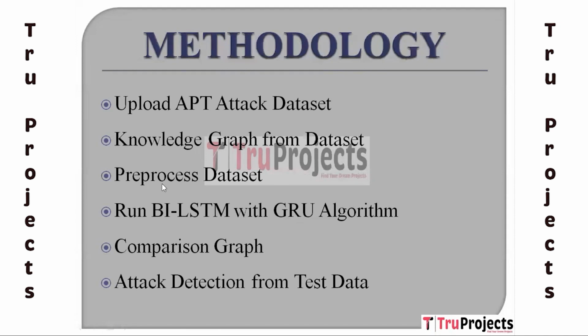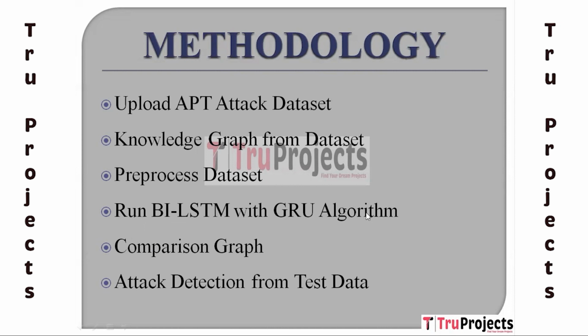The third module is Preprocessed Dataset. This module handles the preprocessing of the APT dataset before training the model. It involves removing missing values from the data. The dataset is further shuffled, normalized, and then split into train set and test set in the ratio of 80:20. The deep learning algorithm BiLSTM with GRU layers will utilize the training set for model training. The next module is Run BiLSTM with GRU algorithm.